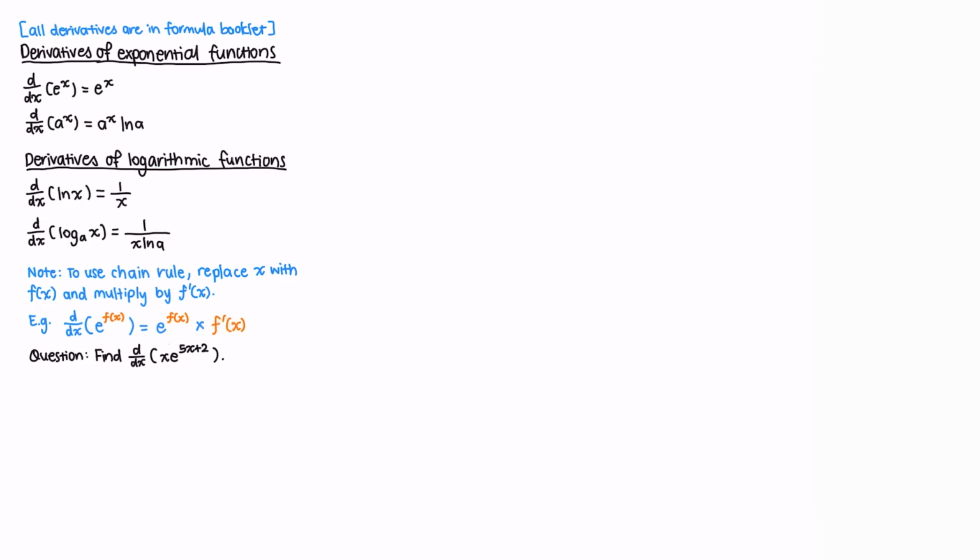So let's say I want to differentiate ln of f(x). What I'll get is 1 over, again you replace x with f(x), and then you times f prime x.